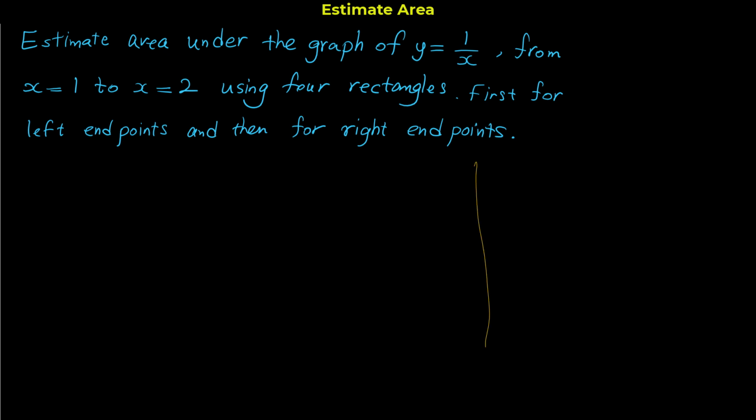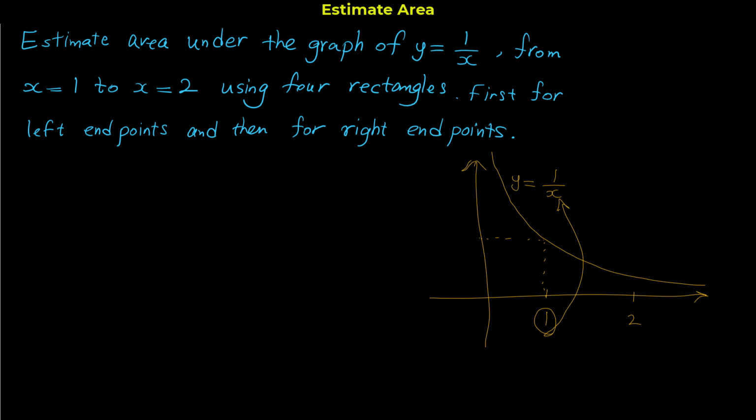If we suppose this is the y-axis and this is the x-axis, the graph of y equals 1 over x is something like this. We suppose here to be 1, here 2, and this is the graph of the function. Because this is the graph of y equals 1 over x, if you plug in 1 in the equation of the function, the y value is 1 over 1, so here is also 1. And if you plug in 2, the y value corresponding to 2 is 1 half. So here is almost 1 half.